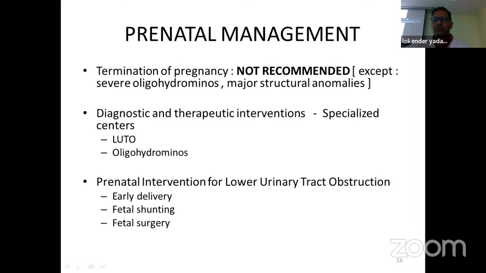The diagnostic and therapeutic interventions for prenatal hydronephrosis should be done at specialized centers, in case of lower urinary tract obstruction and/or oligohydramnios. The prenatal intervention for lower urinary tract obstruction can be early delivery of the fetus, or fetal shunting or fetal surgery.